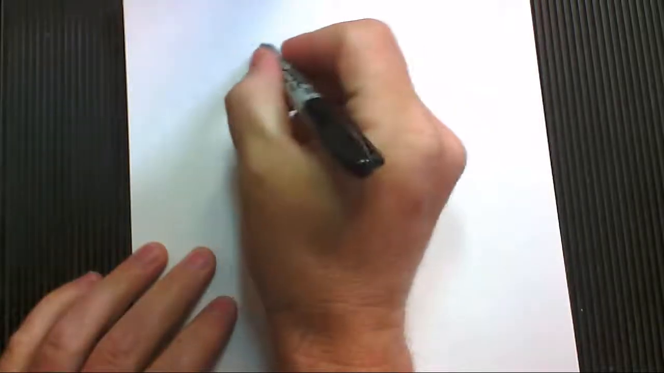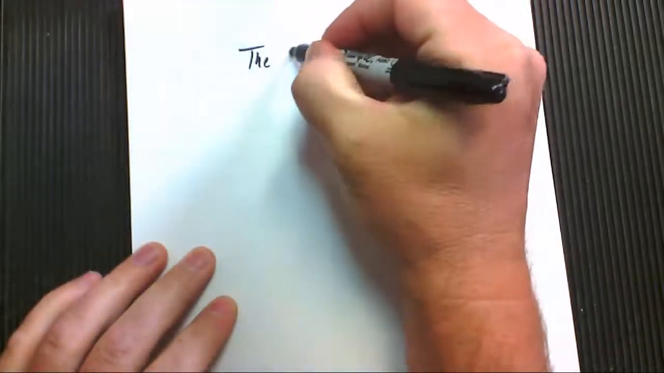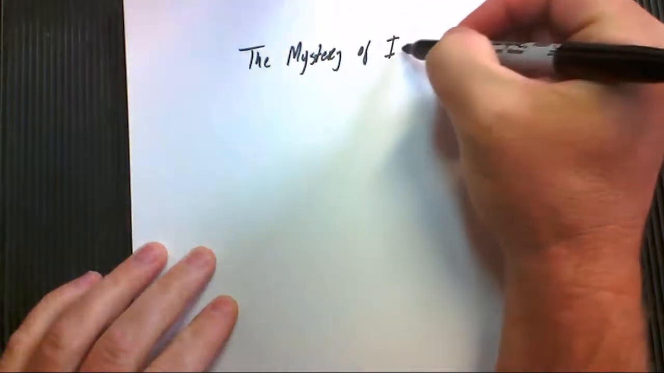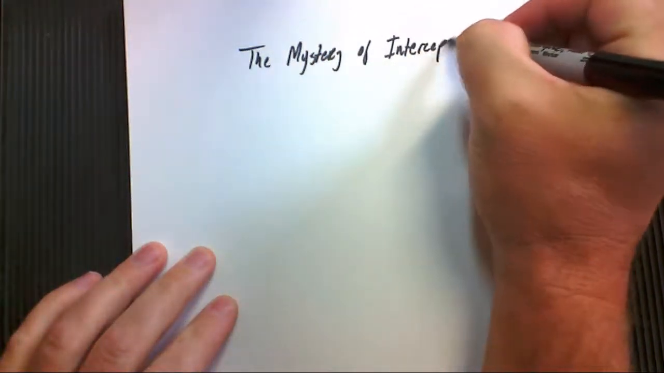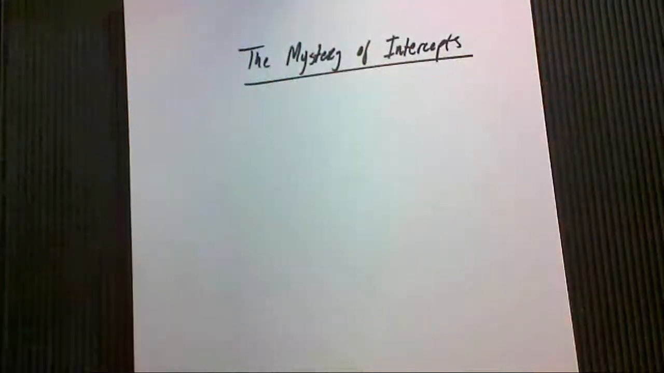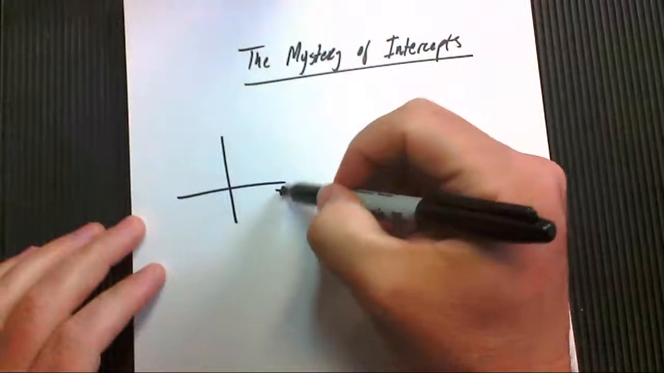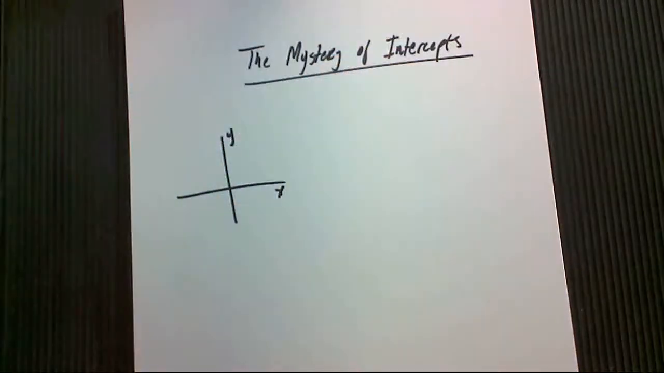Going to do a quick video here on the mystery of intercepts. Alright, first of all, what they are: you have your x-axis and you have your y-axis.